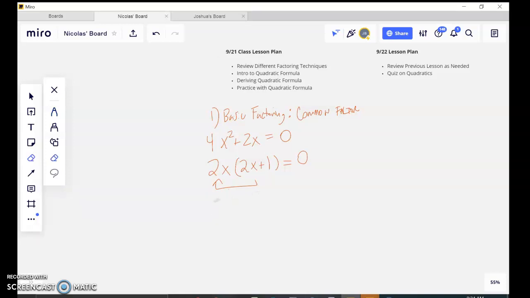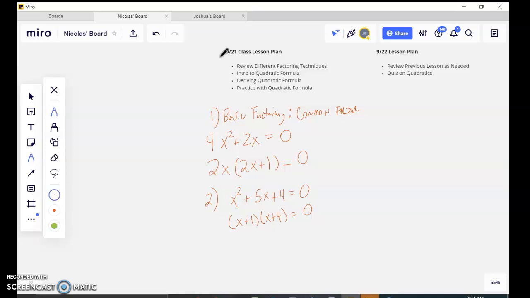Basic stuff, right? The second thing on our list is going to be split factoring. That's something like x squared plus 5x plus 4 equals 0. You ask yourself, what are the factors of 4 that add up to 5? Well, 1 and 4. So this would just be (x plus 1) times (x plus 4) equals 0. And then, of course, x is negative 1, x is negative 4, and that's it. So this is your basic split factoring.